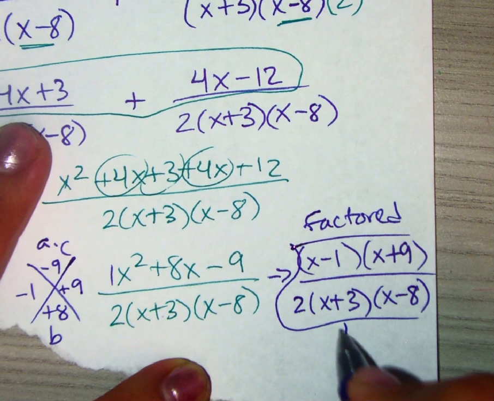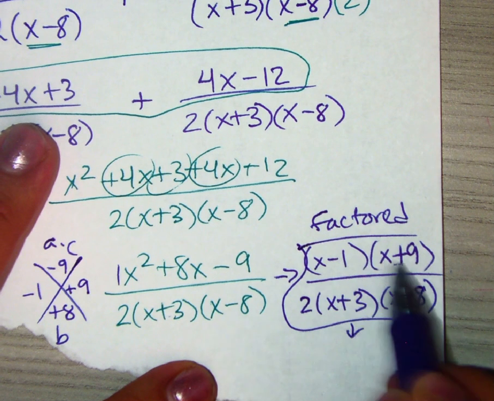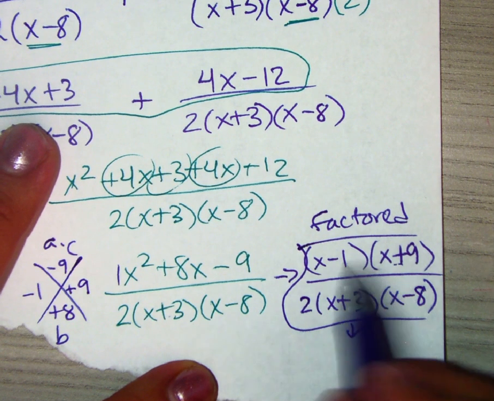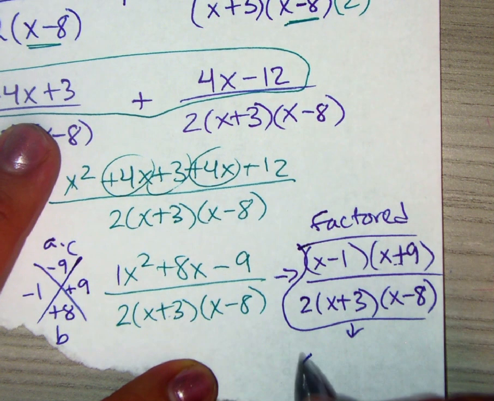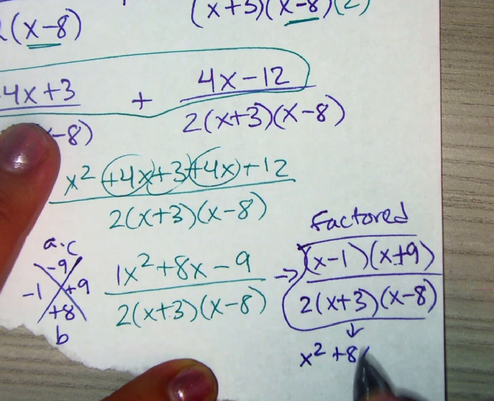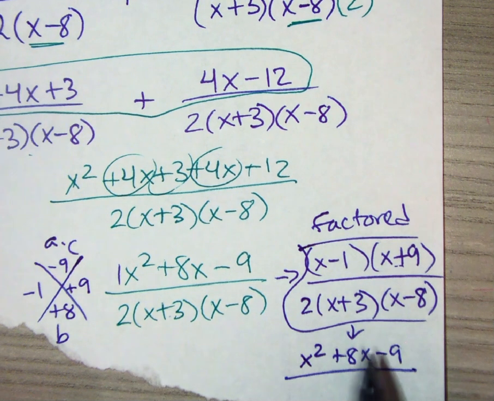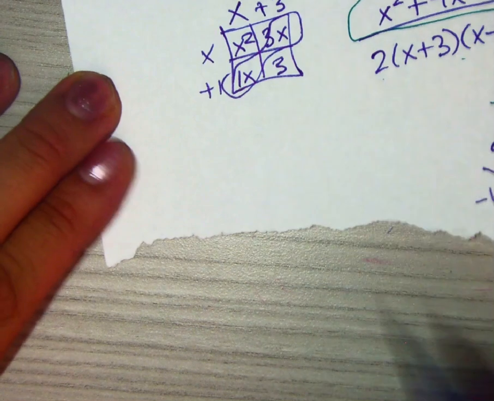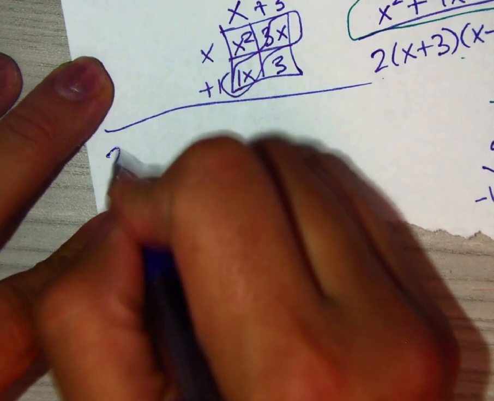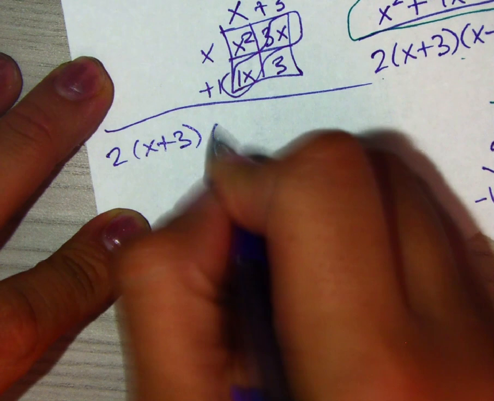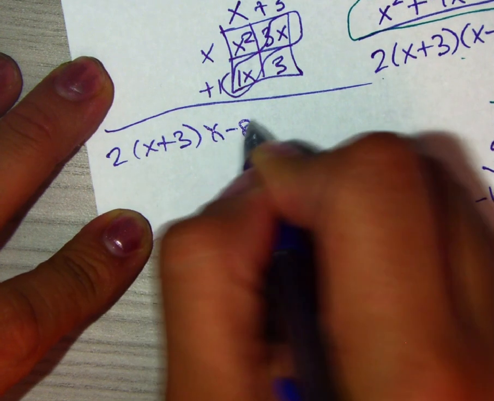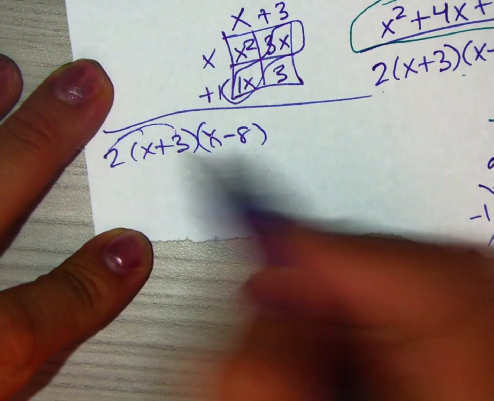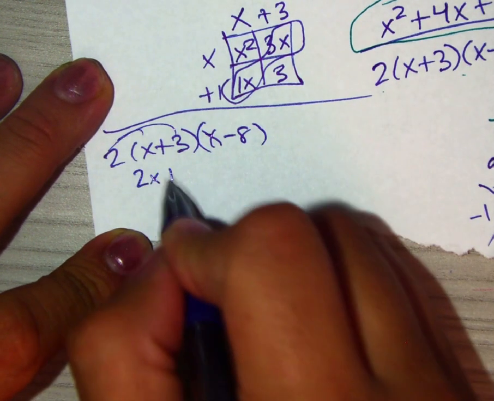And then to get the standard, we will multiply them back together. So this will multiply and get back to x squared plus 8x minus 9. And then the denominators is you multiplying these back together. So I'm going to write that on the side right here. 2 times x plus 3 times x minus 8. 2 times x plus 3, that's 2x plus 6.